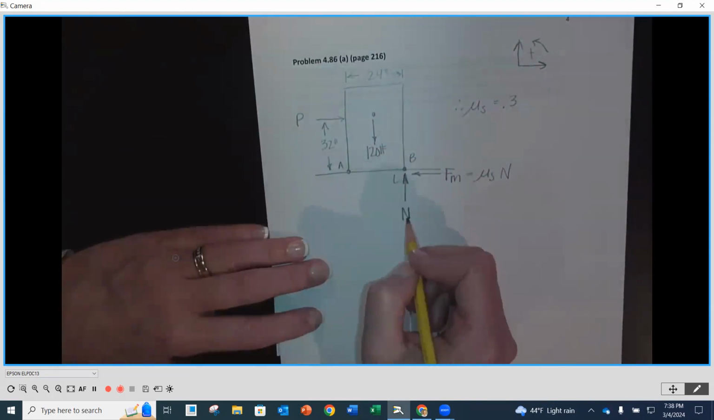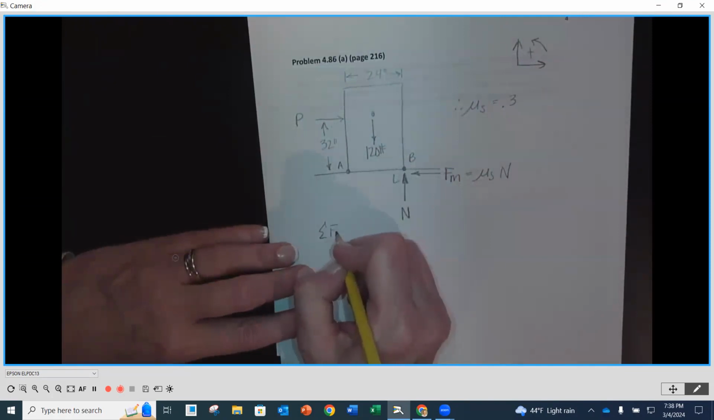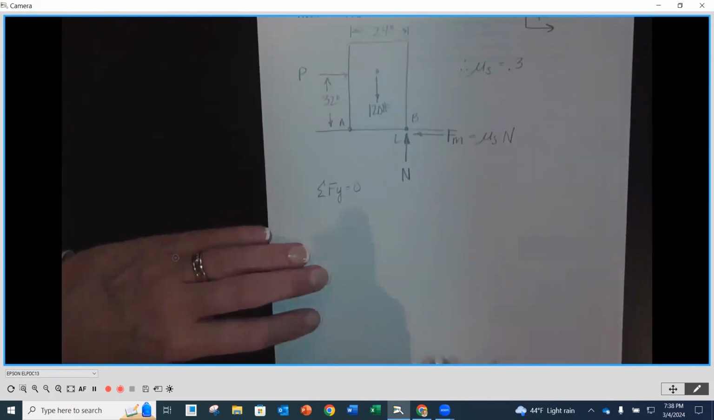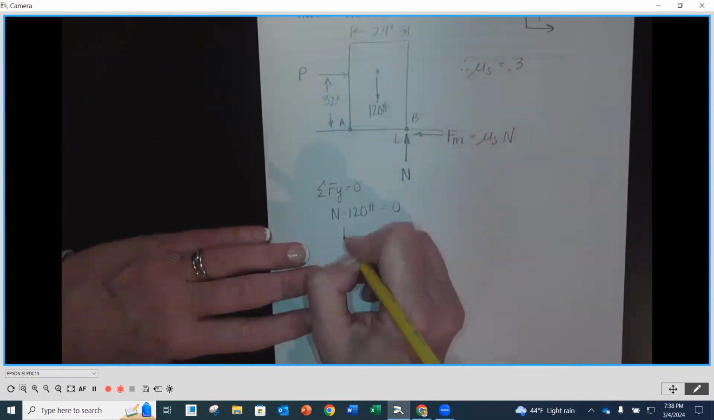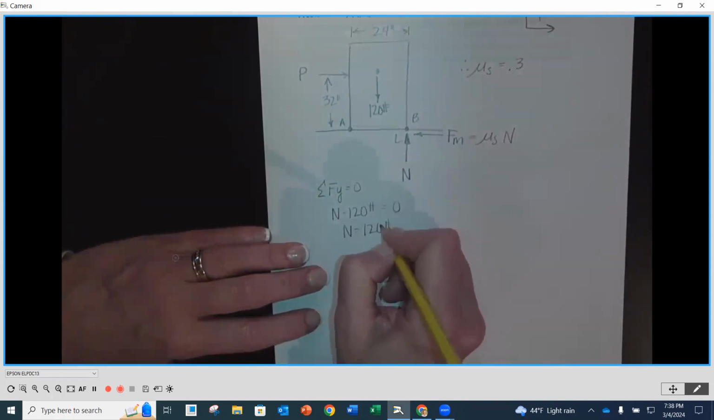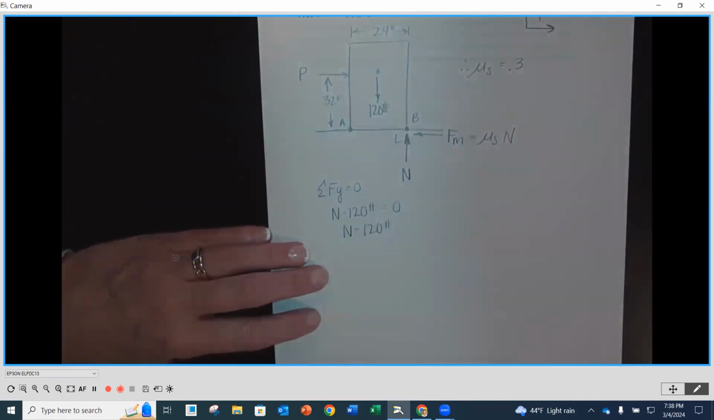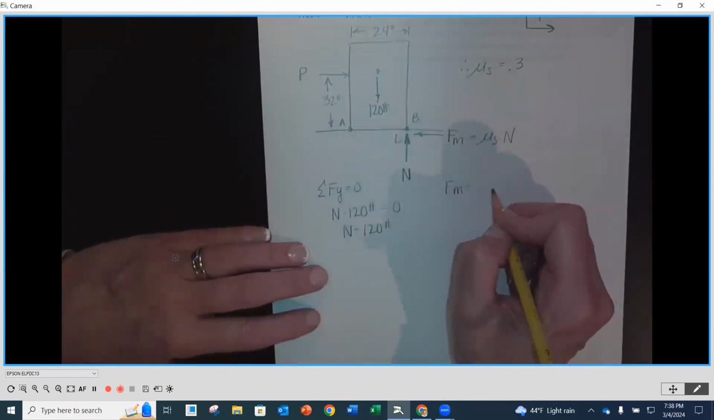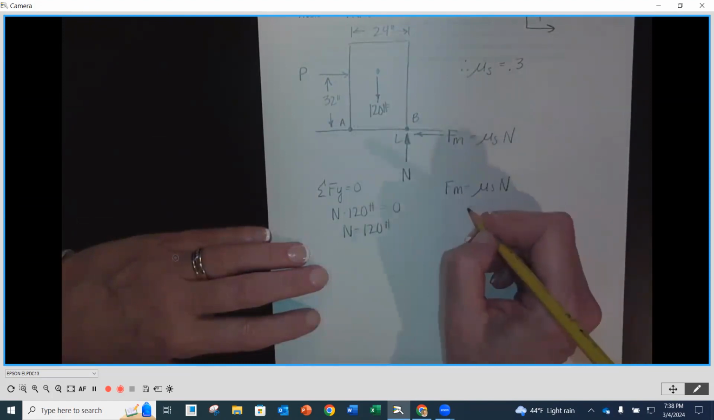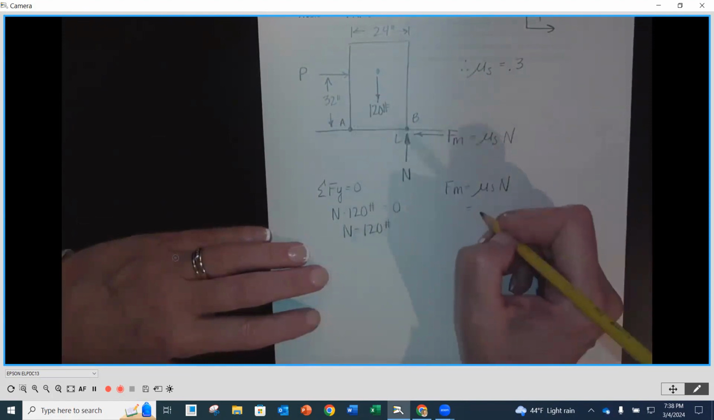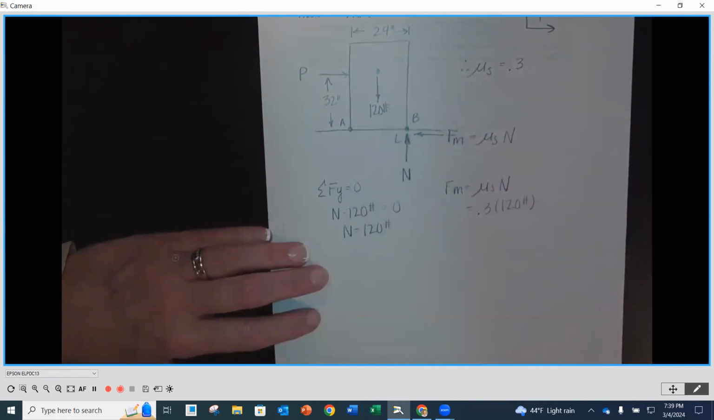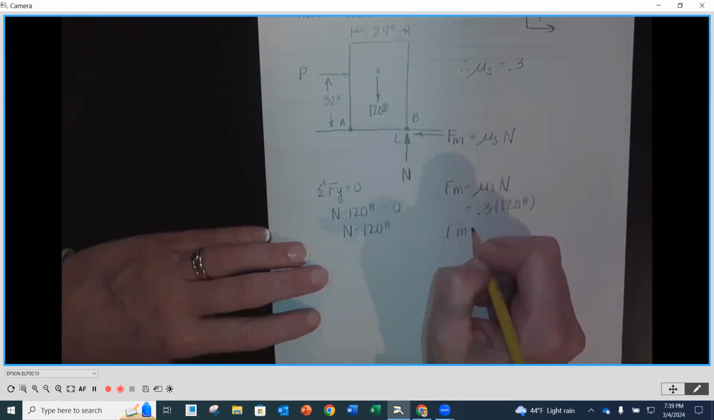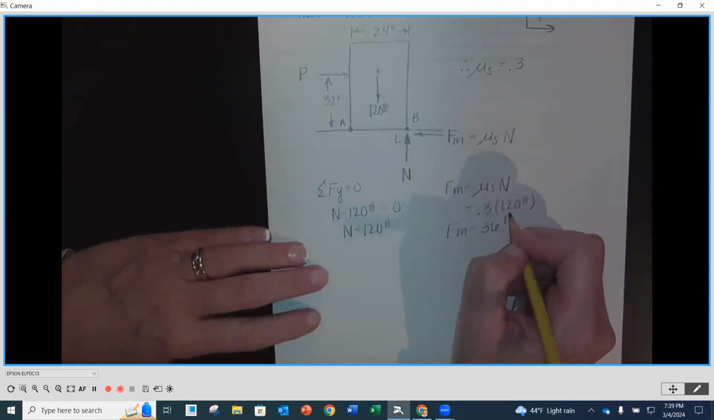So to determine our normal force, we're gonna sum our forces in the Y direction equal to 0. As we can see here, we're gonna have N minus 120 equal to 0, so N is equal to 120 pounds. Then our maximum friction force is going to be equal to that static coefficient times the normal force. We know that to be 0.3 times 120 pounds, so our maximum friction force here is going to be 36 pounds.